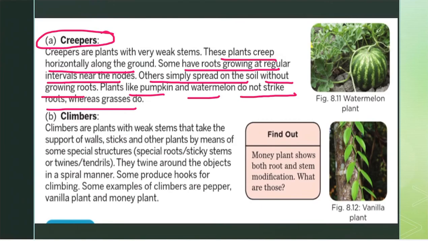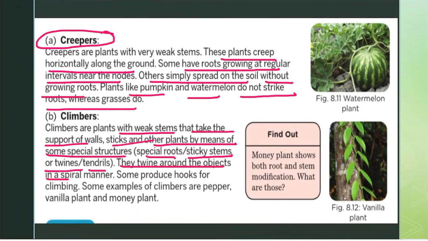Moving on to climbers. Climbers are also plants with weak stems that take the support of a wall or stick or any other plant by means of some special structures. It can be special roots, sticky stems, twiners or tendrils. Now what do the twiners do? They twine around the objects in a spiral manner. Some produce hooks for climbing. Examples of climbers are pepper, vanilla plant and money plant. Now thank you.